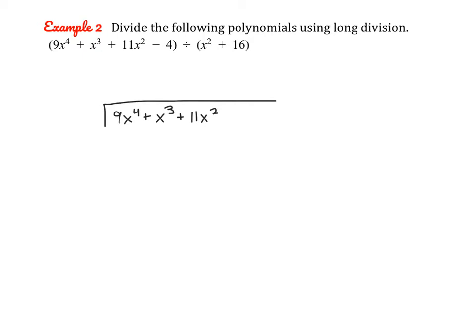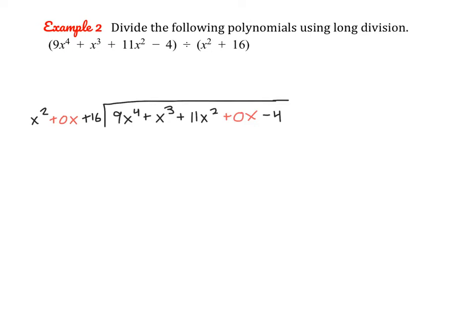So to fix this, it's really easy. We're just going to give it a 0 placeholder. We're just going to say plus 0x, and then we have minus 4. And you'll see why that placeholder comes in handy. And then whatever we're dividing by is going to go on the left side. And again, here we jump straight from x squared to our constant. So we actually need another placeholder, a 0 placeholder here. And now we're ready to start the process.